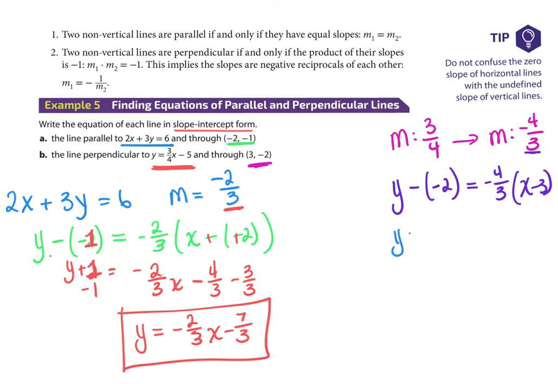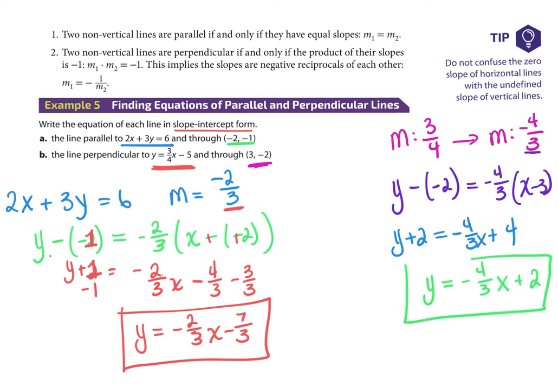Minus a minus, that's plus. Distribute -4/3. Negative is positive, my 3's cancel. And then I can subtract my 2 over. So I'm going to get y equals -4/3 x plus 2. All right? And I've answered the question. It is in slope-intercept form, and it is perpendicular, negative reciprocals.